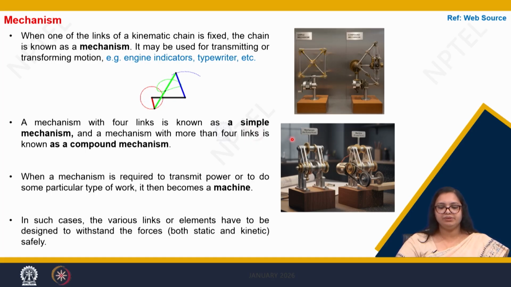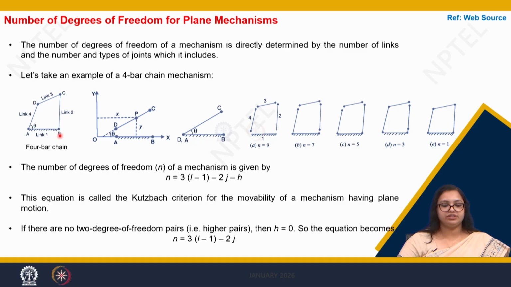Now, we may have a mechanism, but in order to have definite power transmission or definite work output, the links in any mechanism have to be arranged in a certain way that they give a certain amount of power or useful work. Then we call the mechanism a machine. Here we will talk about the 4-bar mechanism, where we have 4 links and 4 joints.